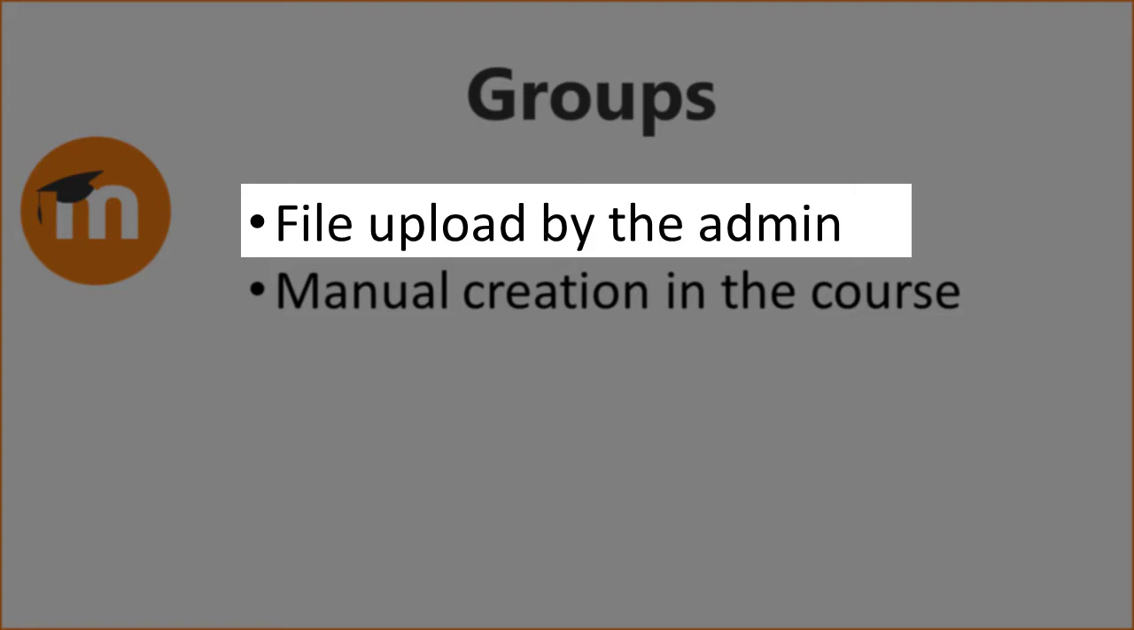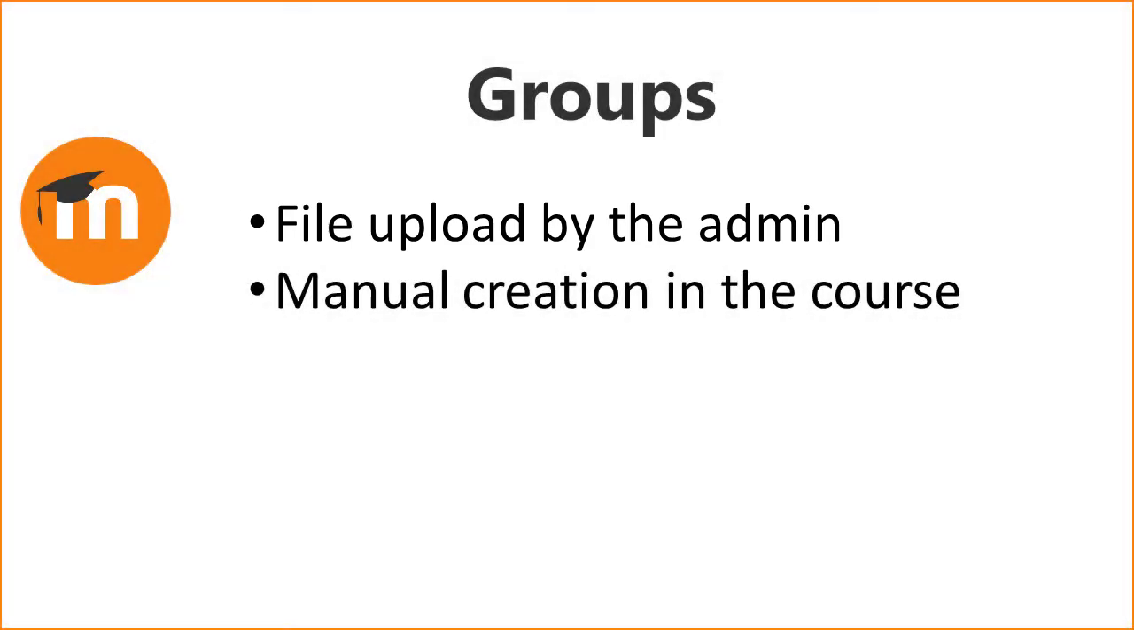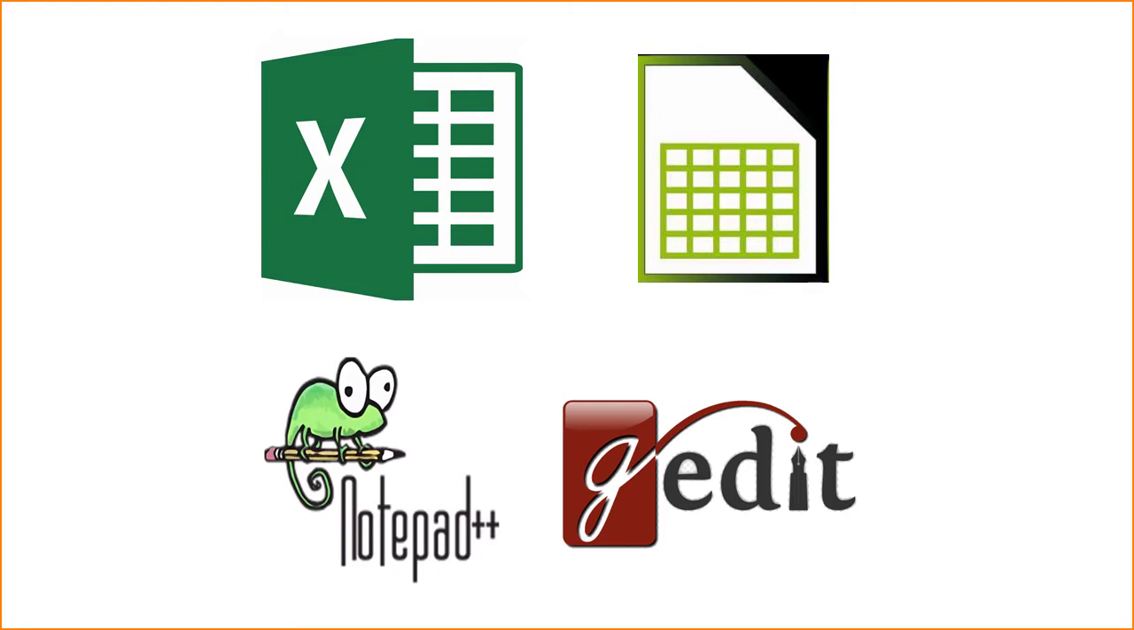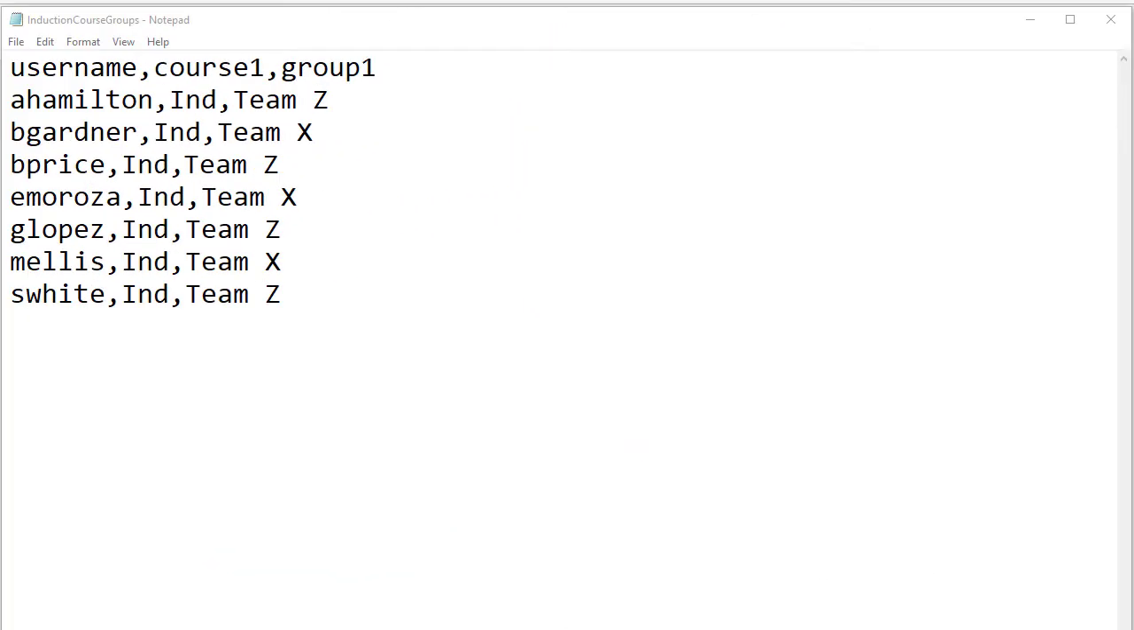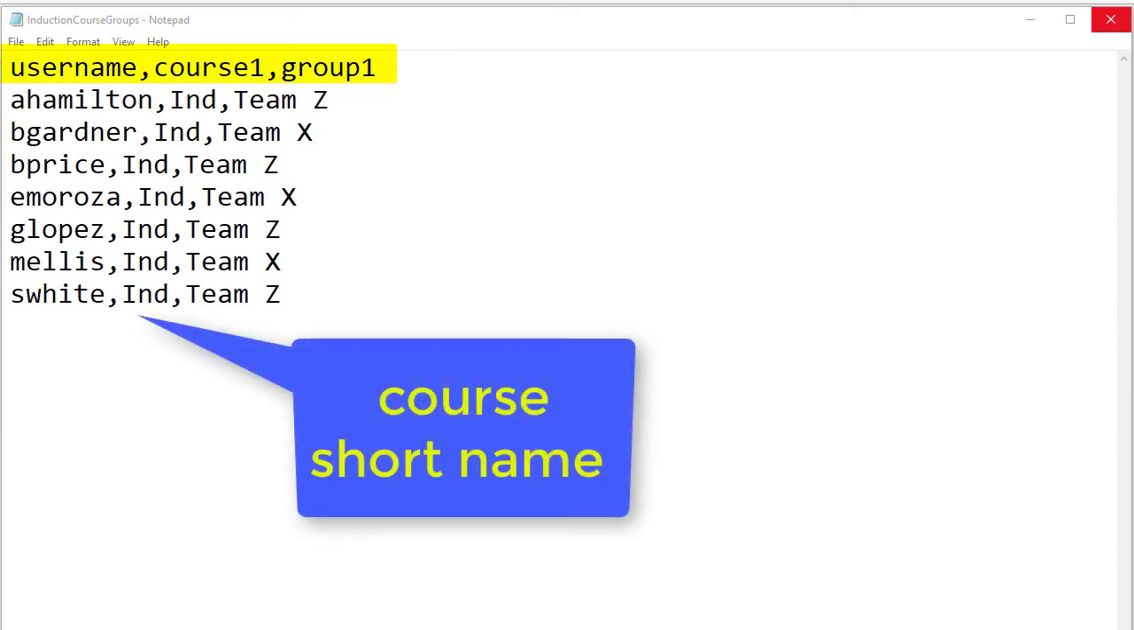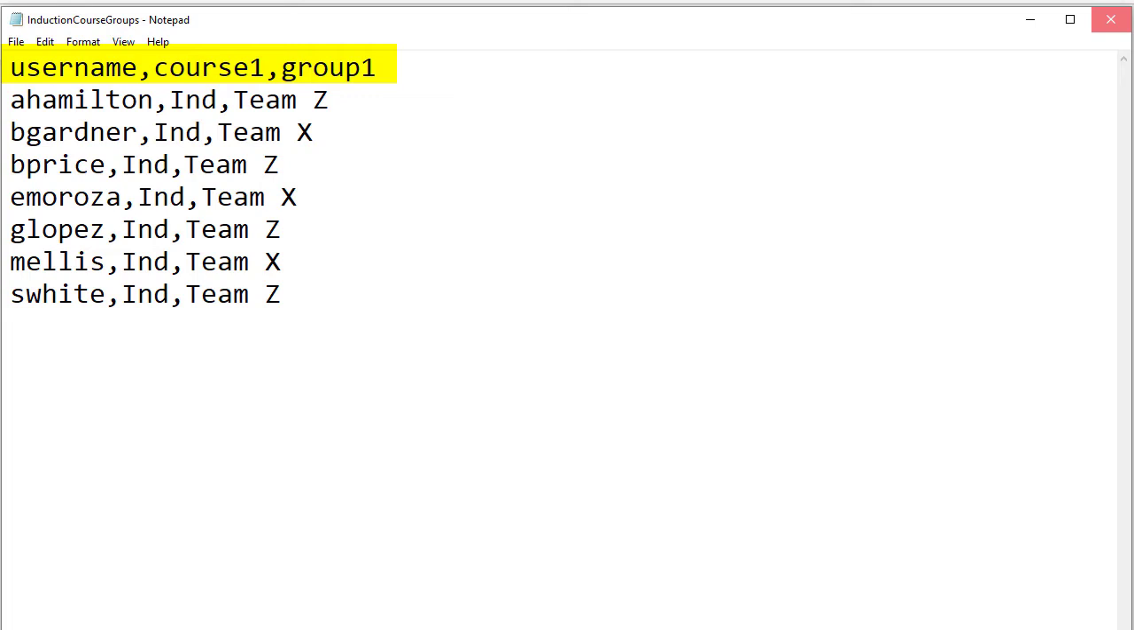First, we need to prepare our file offline. We can either use a simple text editor such as Notepad or Gedit, or use a spreadsheet program such as Excel or LibreOffice Calc. If you can use a simple text editor, it's better, because sometimes saving in Excel can cause problems. Here is an example of a text file which shows the username, course name and groups. You need the short name of the course, and if the group has not been created in the course, it will be created when the file is uploaded.